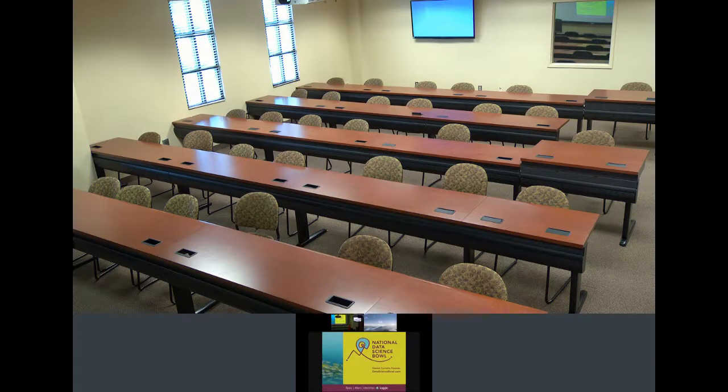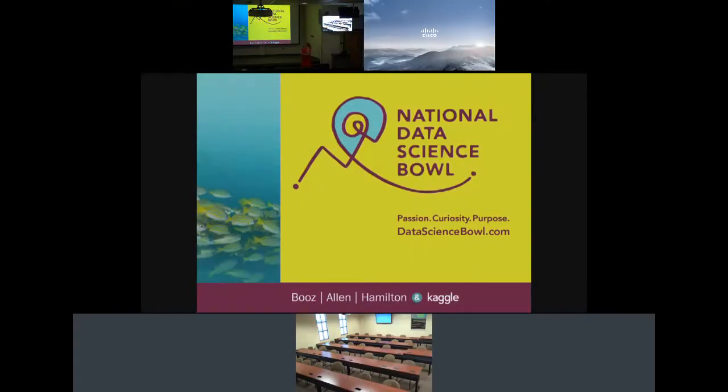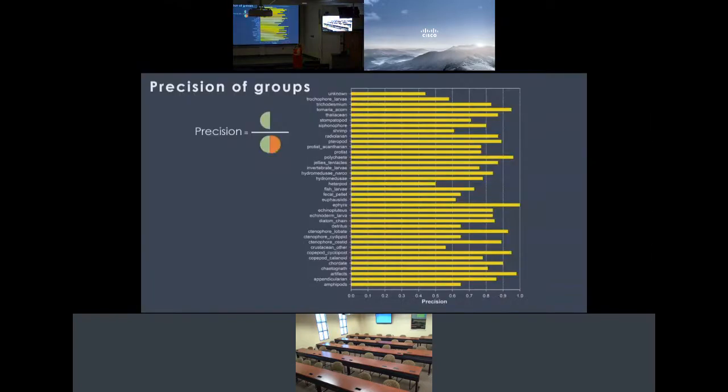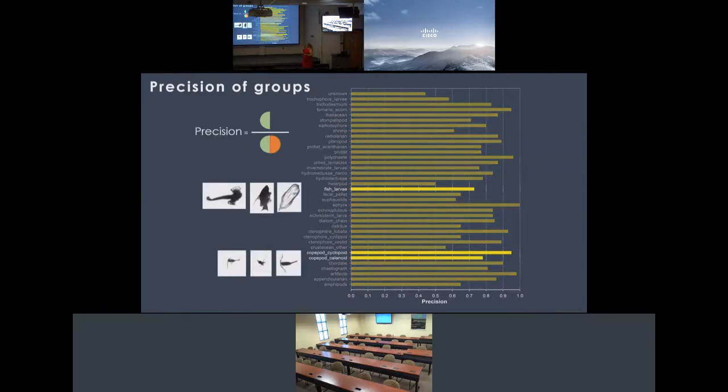It's called the National Data Science Bowl. It was pretty cool. Booz Allen Hamilton put up the prize money, like 250K. The winning solution was basically able to correctly identify our different functional groups, most of them at an 80% precision level. For the ones we really cared about for this project, it achieved about 70%, and for prey items it was about 80 or even above 80%. So we were pretty happy with it.